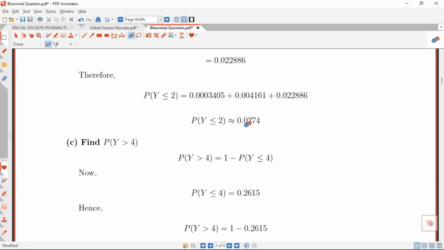Okay, that is the solution to that. And then for the third question, the probability that y is greater than 4, you know that we can just write it in the form of 1 minus the probability that y is less than or equal to what?